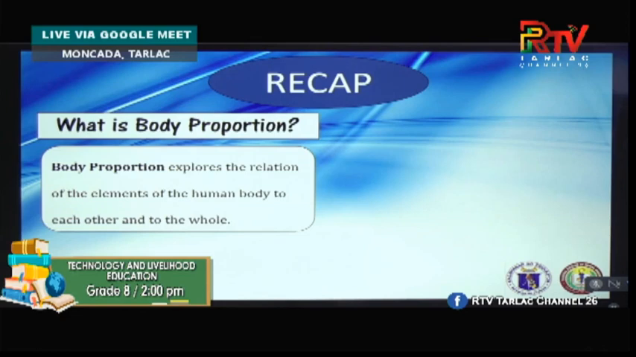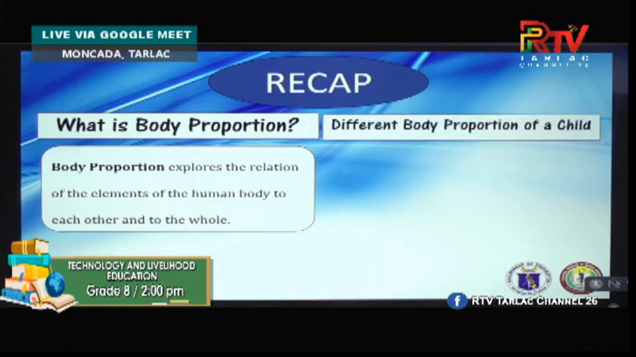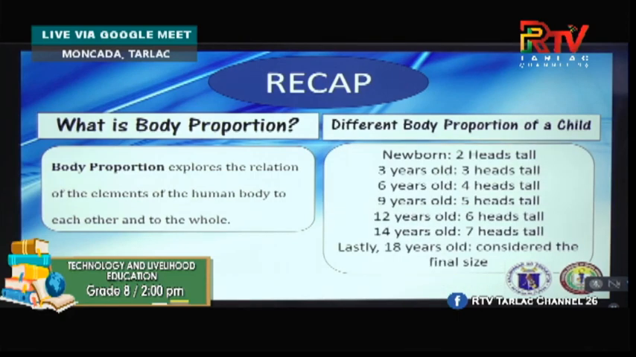Now, we also discussed the different body proportions of a child. Again, what are the different body proportions of a child? So here are the body proportions. For a newborn baby, it is approximately equivalent to 2 heads tall. For 3 years old, it is approximately 3 heads tall. For 6 years old, it is equivalent to 4 heads tall.